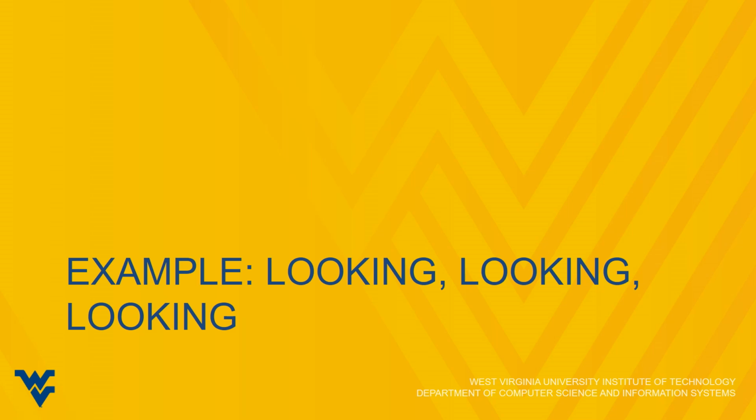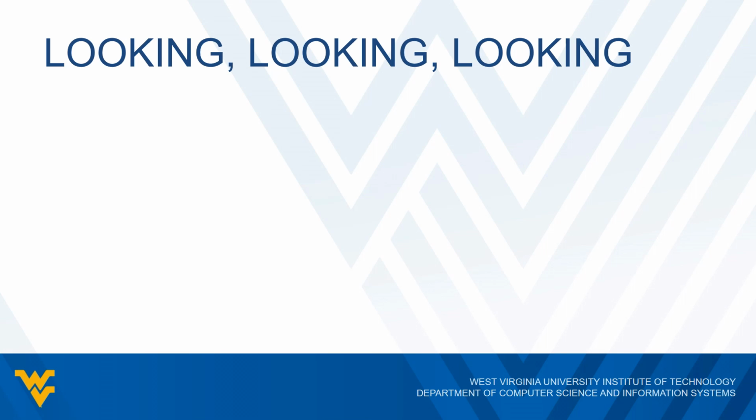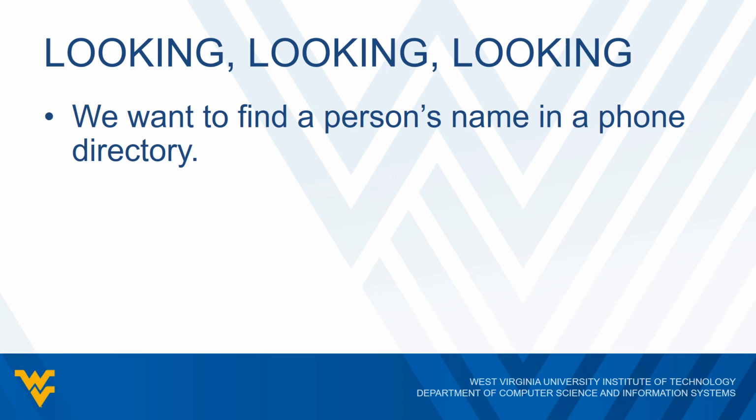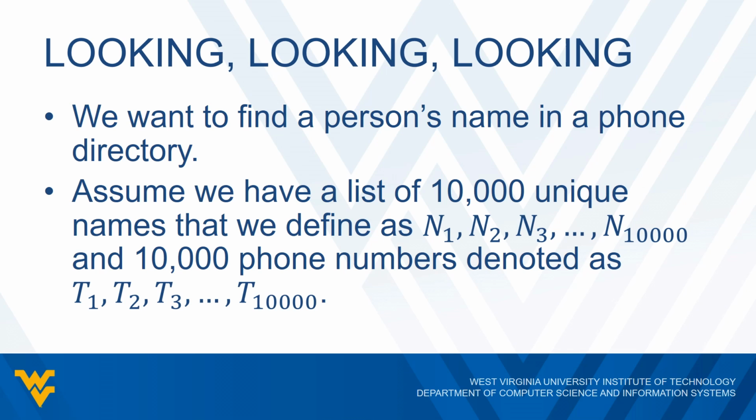The next type of problem we're going to take a look at is what we'll call looking. Let's suppose that we have some phone directory and we want to find a person's name in this directory. Now, for our purposes, let's assume that we have a list of 10,000 unique names.